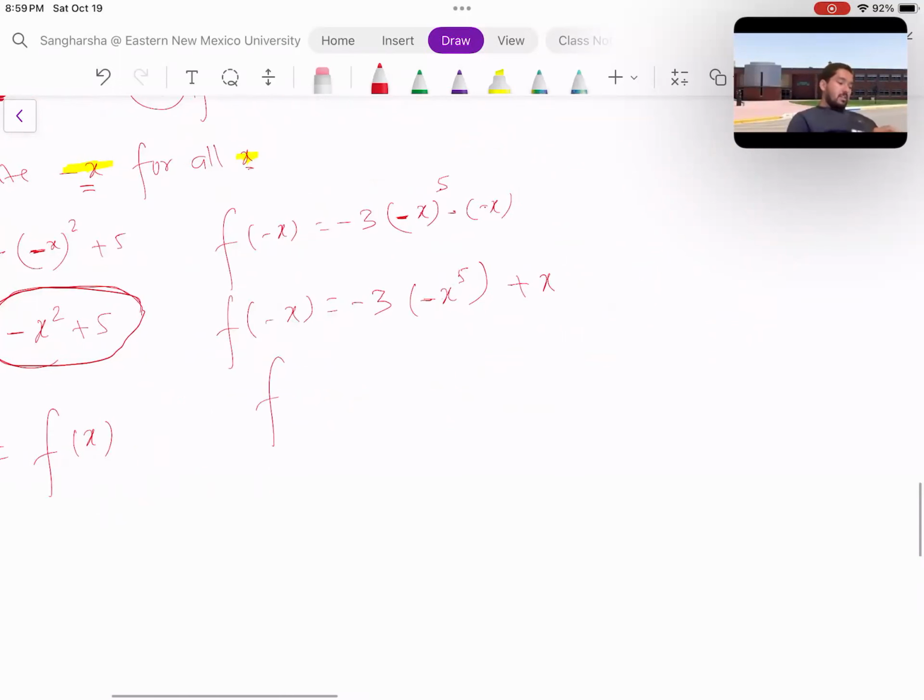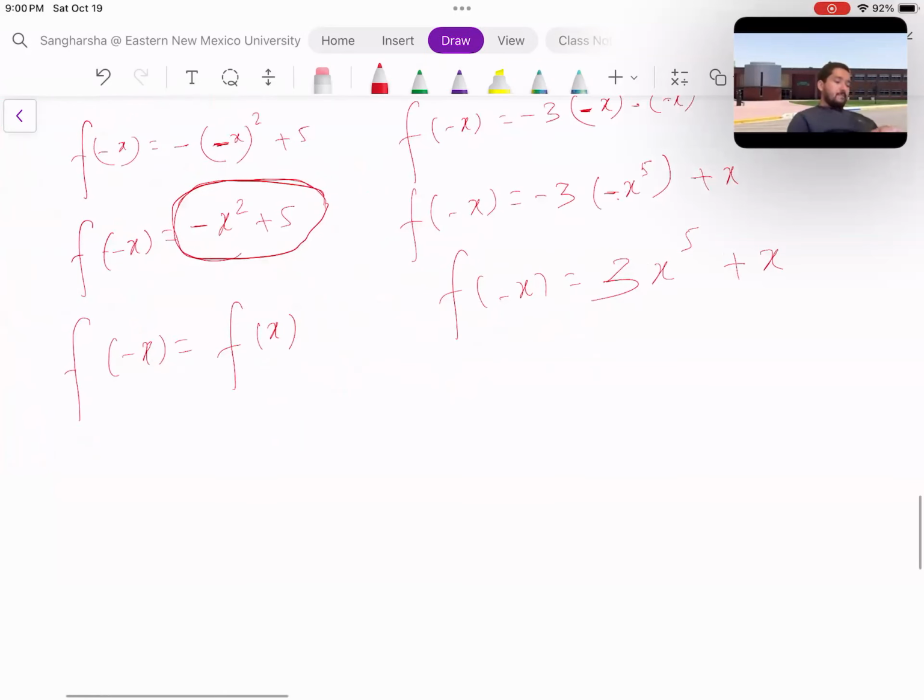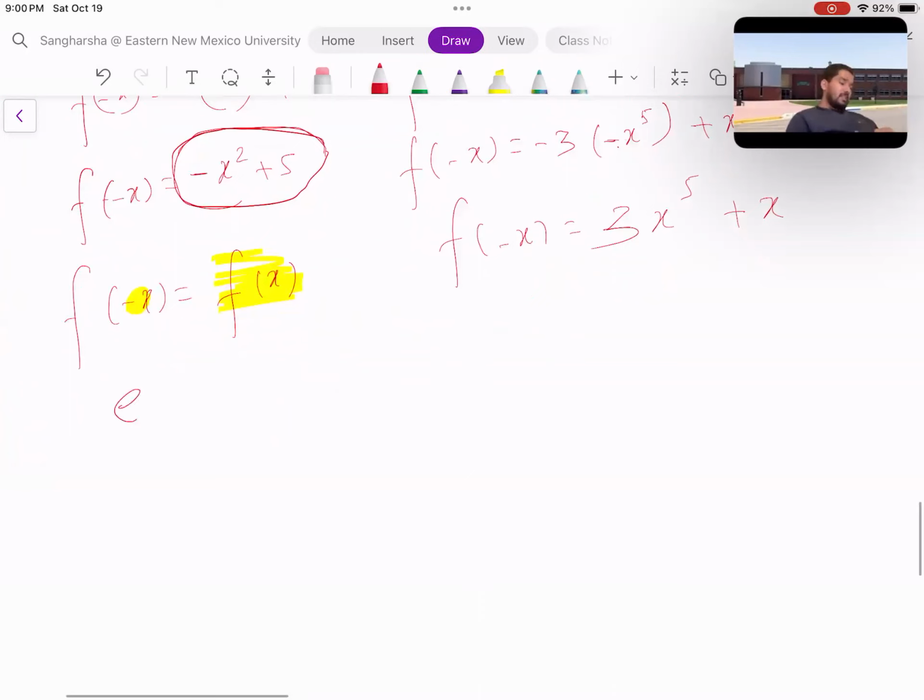Now here, f of negative x equals negative 3 times negative x to the power 5. The fifth power of negative x is negative x to the power 5, and negative 3 times negative x to the power 5 is positive 3x to the power 5, plus x. Now you have the decision here. After replacing your x by negative x, if you get the same f of x function, then the function is even.